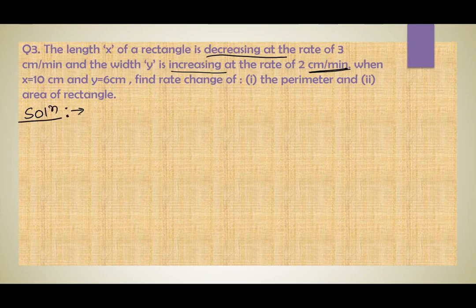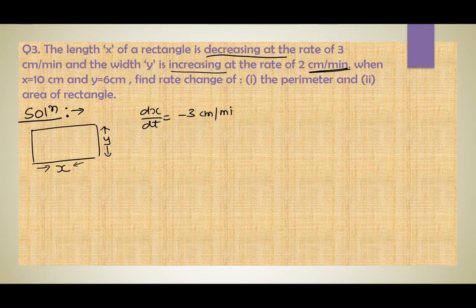Okay, now length x of rectangle, एक diagram बना लेते हैं, x और y. Now length x is decreasing, and width y is increasing, right? So you are given dx by dt equal to minus 3 centimeter per minute. Why minus 3? As you know, the rate is decreasing, we have to take it negative. And dy by dt is equal to 2 centimeter per minute.